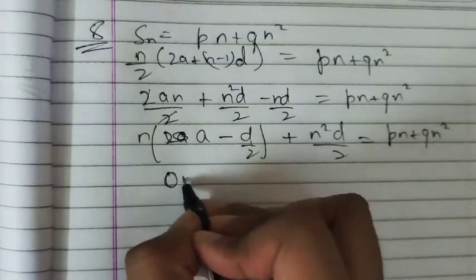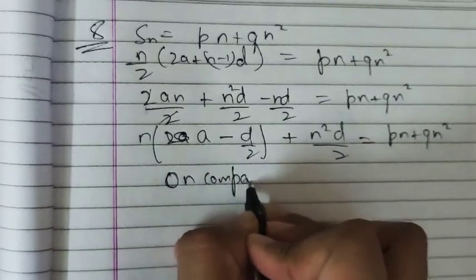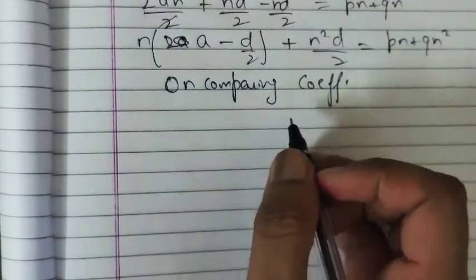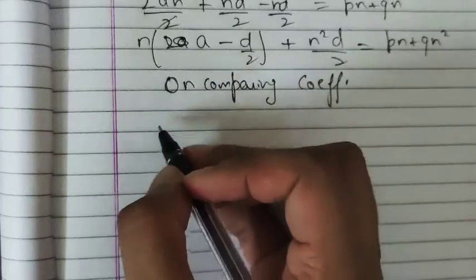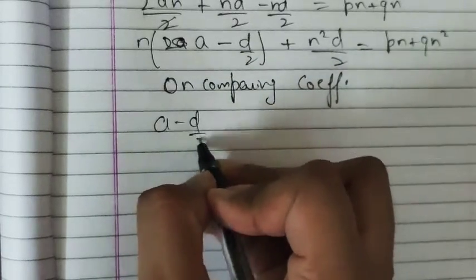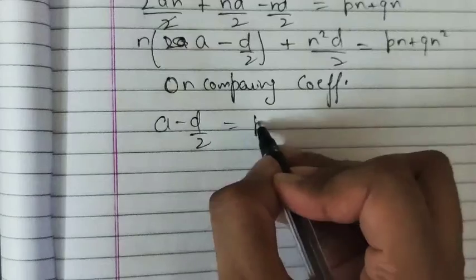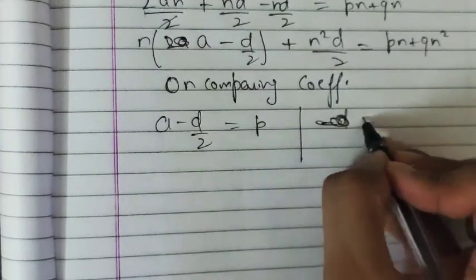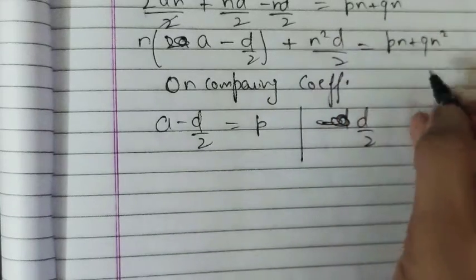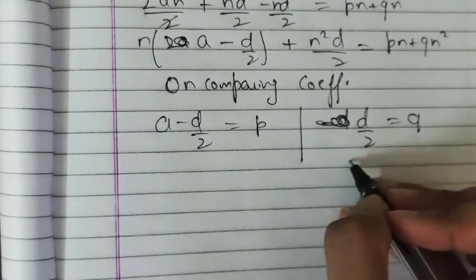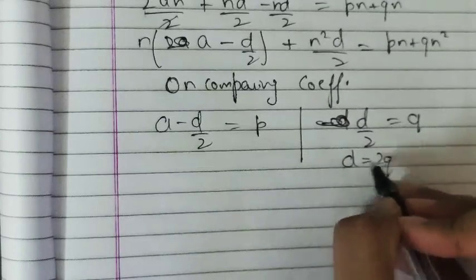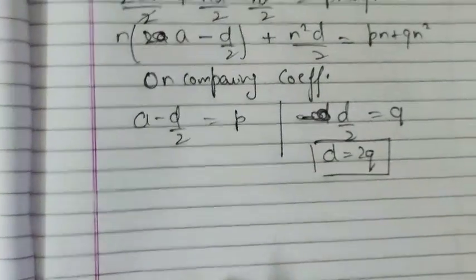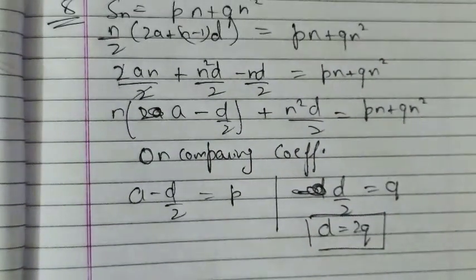Now on comparing coefficients, here a minus d upon 2, coefficient of n is p. Similarly d upon 2, n square coefficient is q, so we have to find out d, so d is equal to 2q. So common difference is 2q, simple, right? So this is our answer of question number 8.